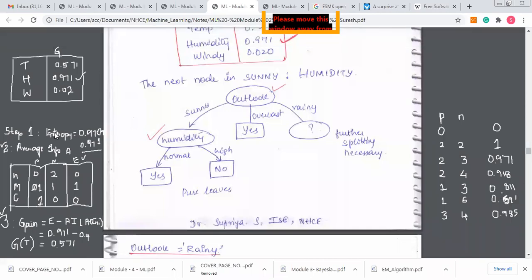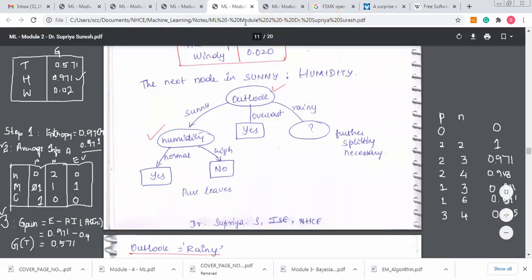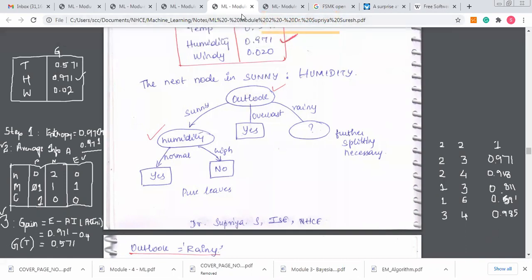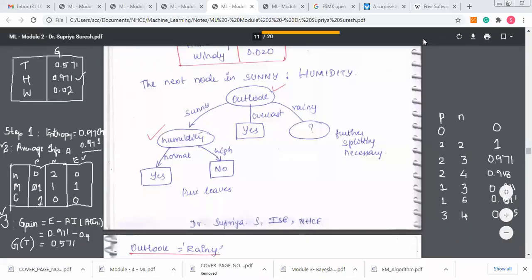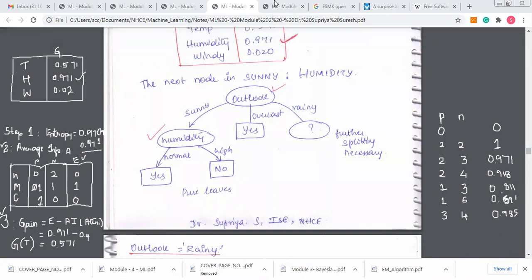So step 1, calculate the entropy. Does the entropy remain the same? No, entropy changes because we are creating a new table with respect to outlook with respect to Rainy. So step 1, step 2, and step 3 should be repeated with respect to the new table created. So just create the table, guys. Have we calculated the gain values for the Rainy table, the new Rainy table?